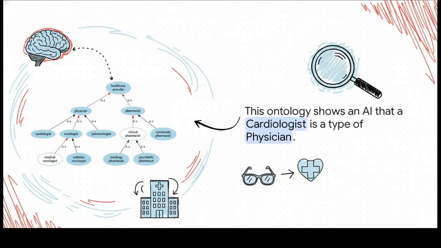This healthcare example is just perfect. An ontology is what lets an AI understand the hierarchy, that a cardiologist is a type of physician, and a physician is a type of healthcare provider. And this isn't just a neat academic trick. This is absolutely critical for real-world systems, like when 2 different hospitals need to share patient data. Without this shared dictionary, it would be total chaos.